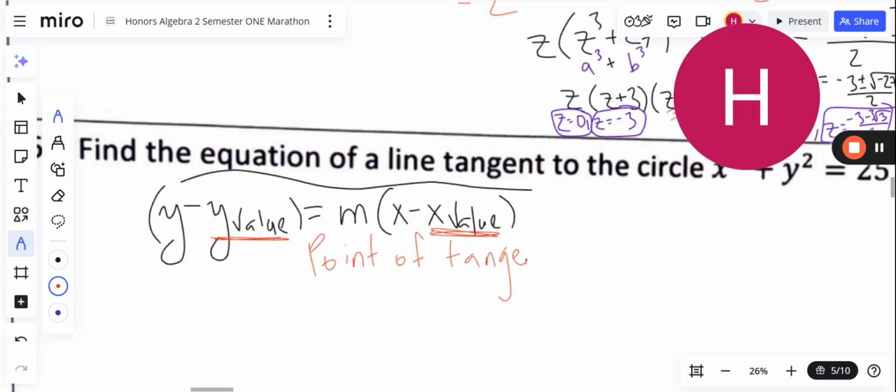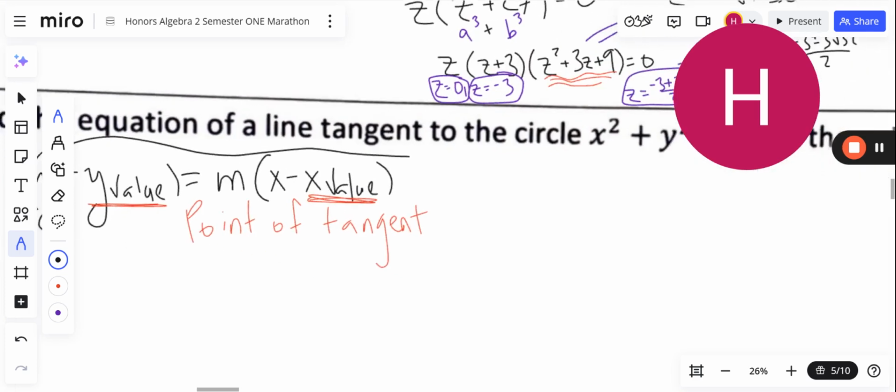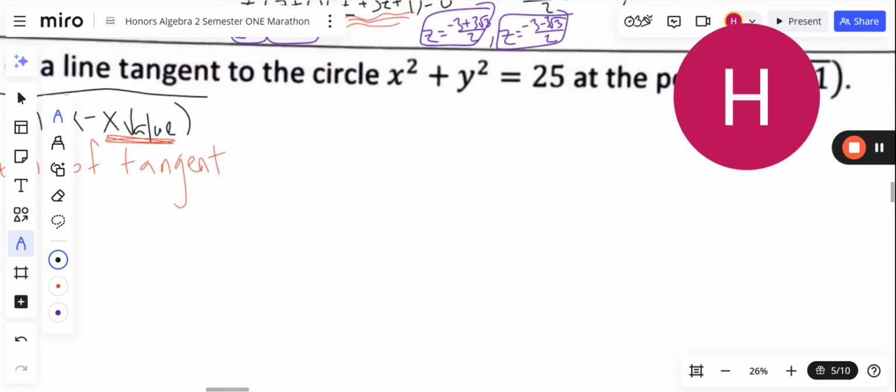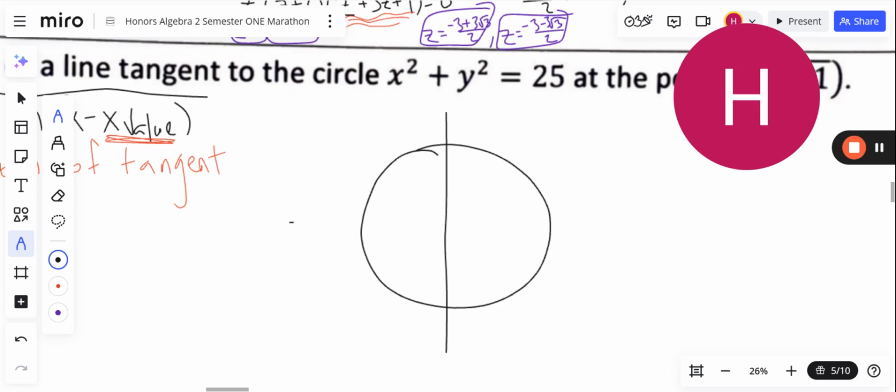What is tangent? Let's remind you. A tangent to a circle, especially, a tangent just barely touches a graph. So if we have this circle x squared plus y squared equals 25, which happens to be a circle centered at the origin. Looks like I kind of drew that a little off.